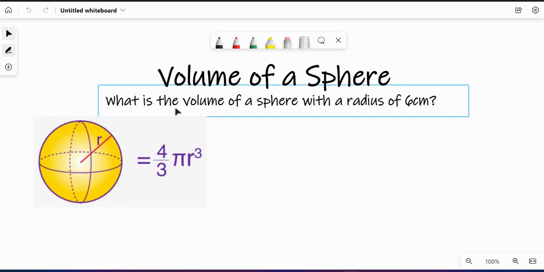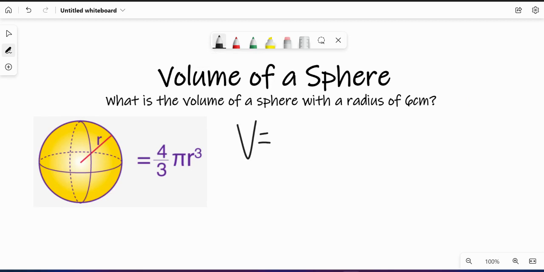So in this problem, it says, what is the volume of a sphere with a radius of 6 centimeters? So what I'm going to do is plug in my numbers, 4/3 pi and 6 cubed. Okay. Now, sometimes they might ask for answers in terms of pi. Sometimes they might ask for answers rounded in an approximation. We're going to give both types of answers.